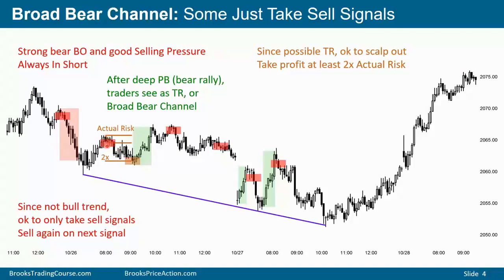So if a trader sells below that bear bar, his actual risk, this pullback got just up to that bar, so his actual risk is a little bit above that yellow line, and 2 times actual risk is here. And you can see what happened when it got down here. It rallied, because bulls were buying what they thought was a higher low major trend reversal, and bears were buying back their shorts at around 2 times actual risk.